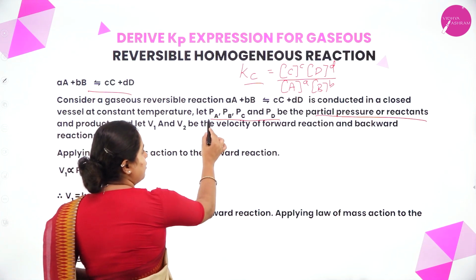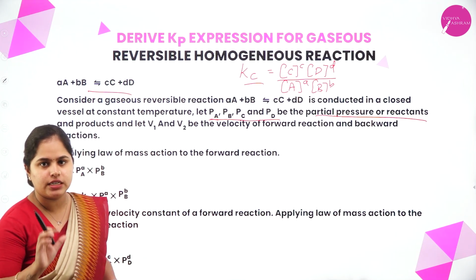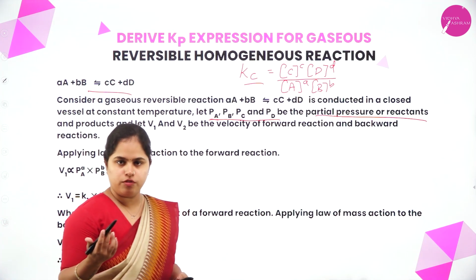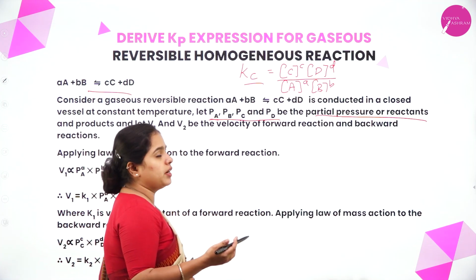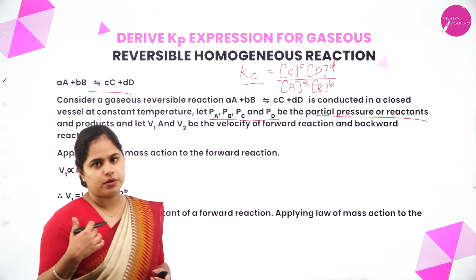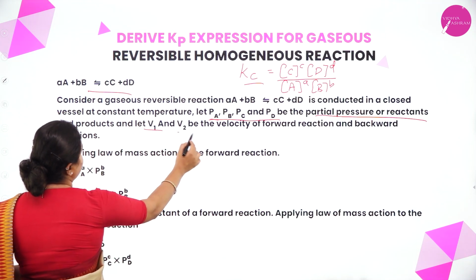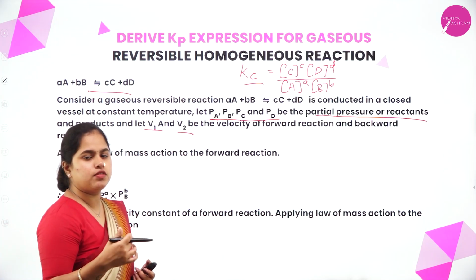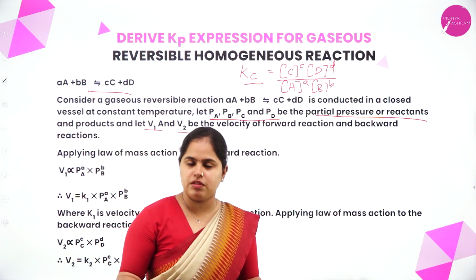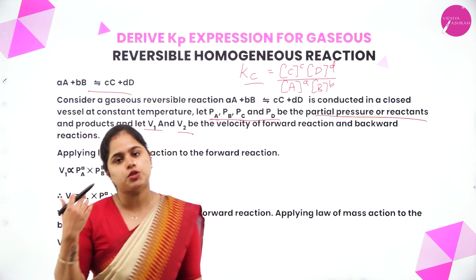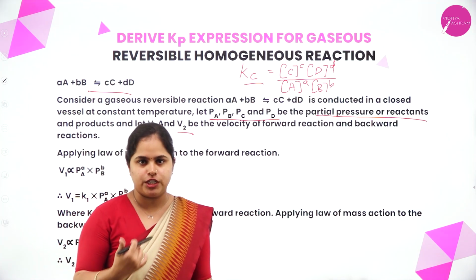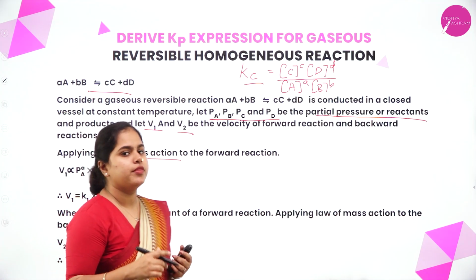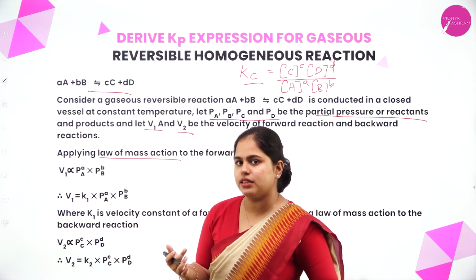So Pa will be the partial pressure of A, that is the pressure contributed by reactant A. Then Pb will be the partial pressure of B, Pc will be the partial pressure of C, Pd will be the partial pressure of D, and V1 and V2 be the velocities of the forward reaction and backward reaction. So the velocity with which the forward reaction is taking place, let that be V1, and the velocity with which the backward reaction is taking place, let that be V2. Now, applying the law of mass action to the forward reaction. Law of mass action we have already studied in the last session, right?